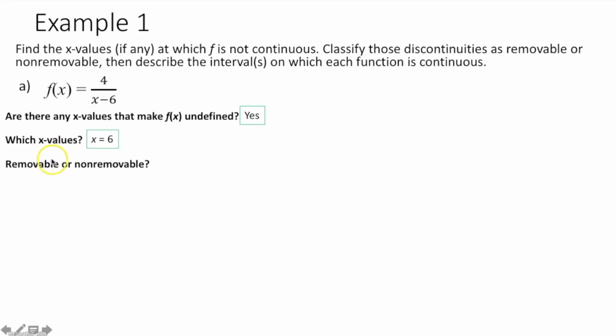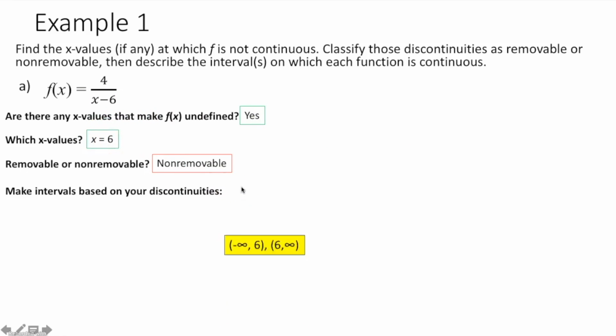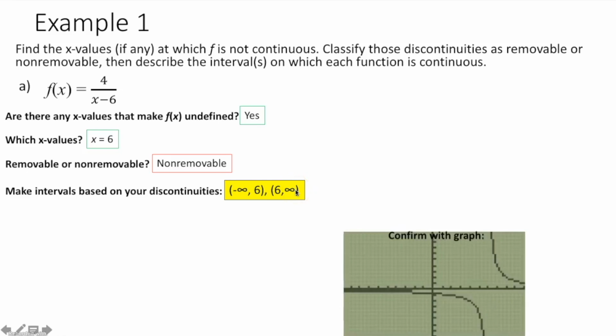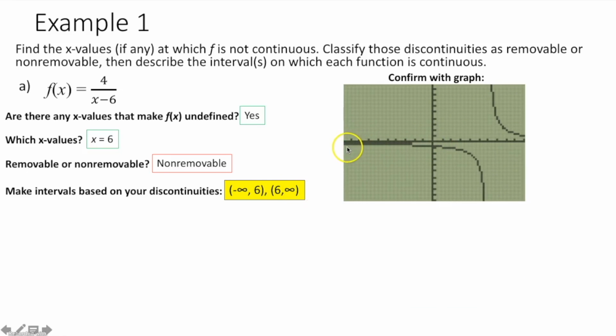Is this a removable or non-removable discontinuity? Well, since it's a vertical asymptote, that would be a non-removable discontinuity. Lastly, we're going to make intervals based on our discontinuity. So our function here is going to be continuous all the way throughout except at the x value 6. The way we write this would be our function is going to be continuous on the interval from negative infinity to 6 and then on the interval from 6 to infinity. We confirm this with our graphing calculator and you can see that our function is continuous at every point except at the value x is equal to 6.